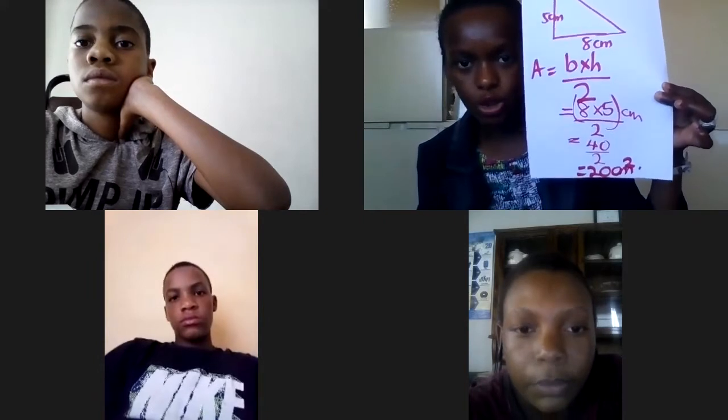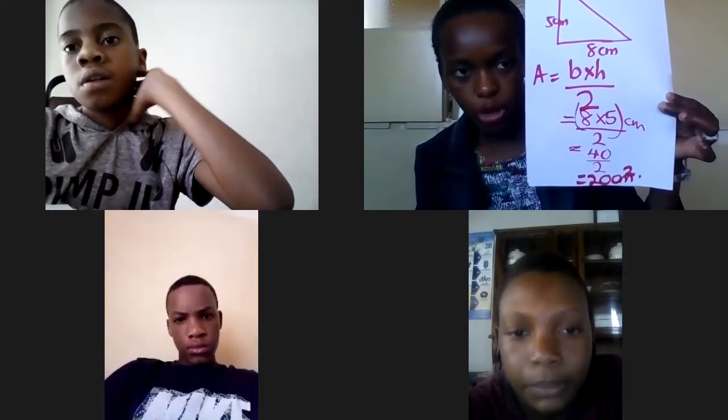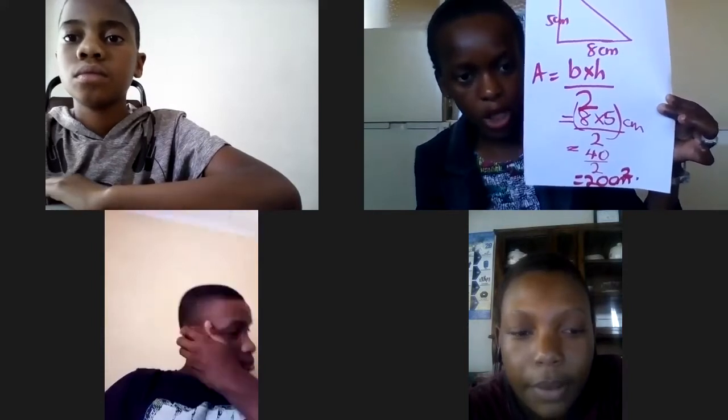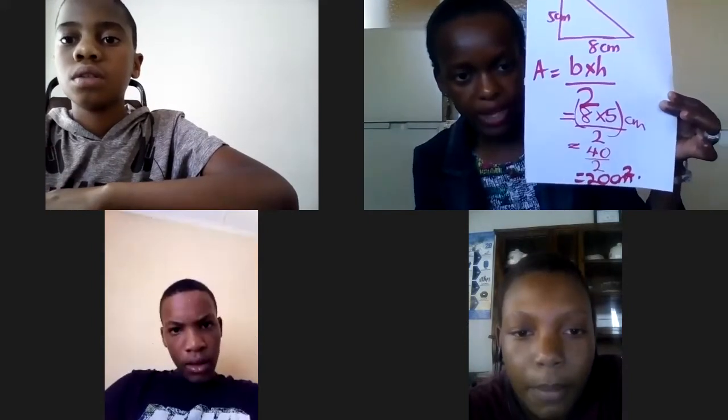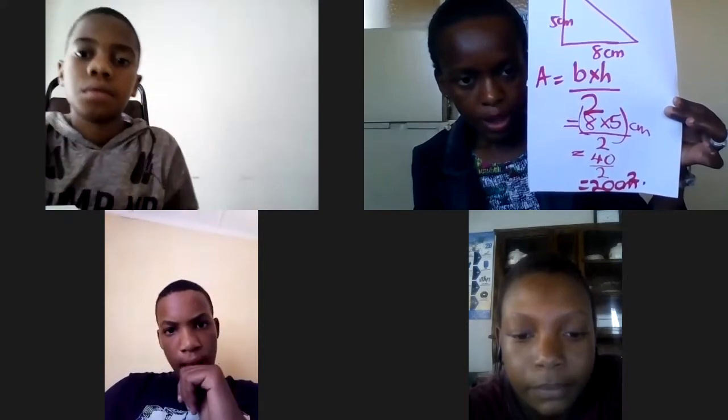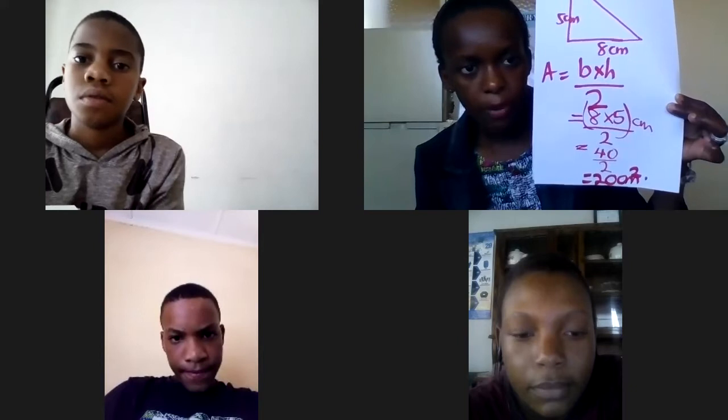Is there anyone who did not understand me? Is it clear to everyone? I can see Samantha is nodding. She managed to get it. Tyrone, did you manage to get how to find the area of a triangle? Can you show by nodding? Tabo, is it okay?